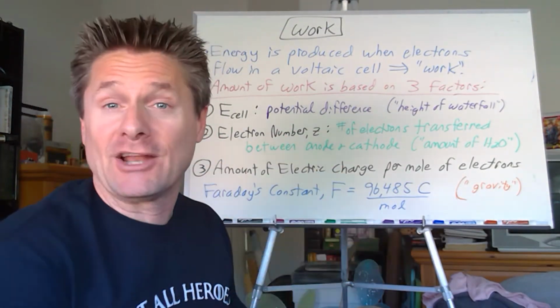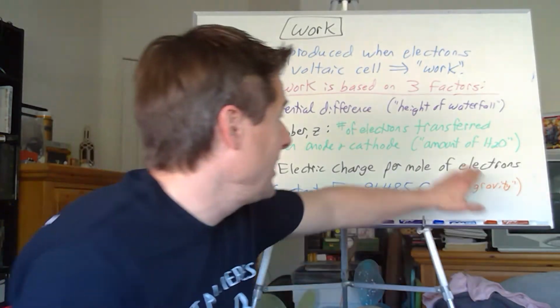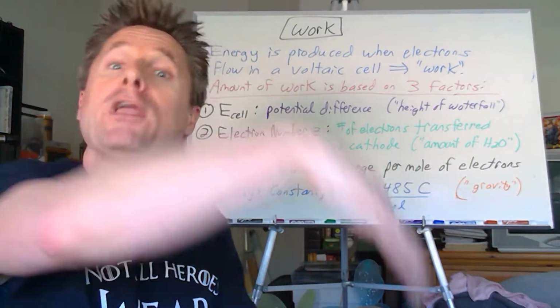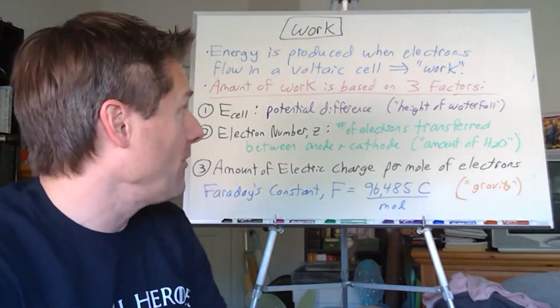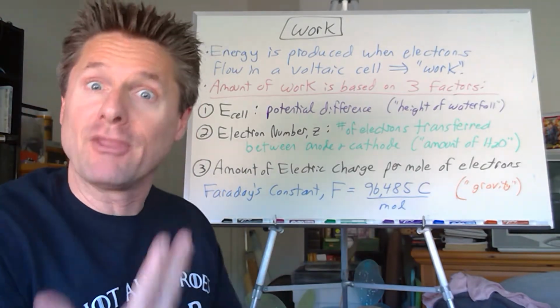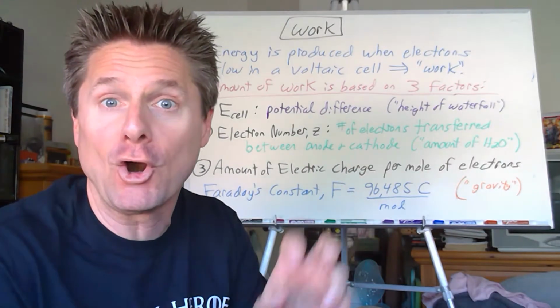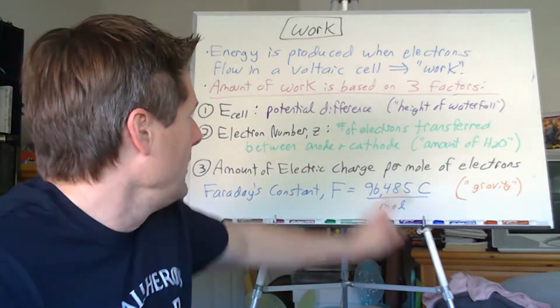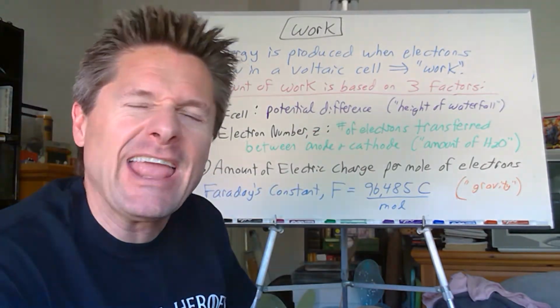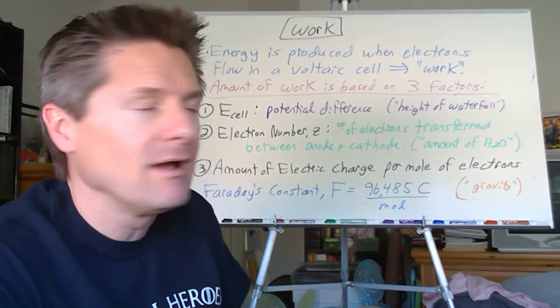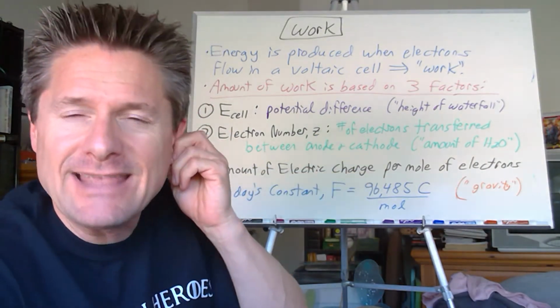Well, the number of electrons being transferred, right? That's akin to the amount of water flowing over the dam or over the waterfall, right? The more water you got, the more energy you can get from it. We call that the electron number. It's a unitless value. We call it Z. They used to call it N, but people get confused with moles of electrons. So we're just calling it Z, the electron number.